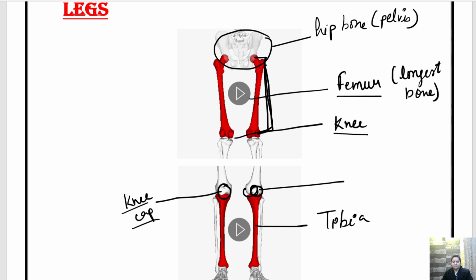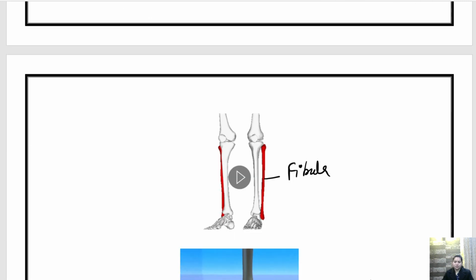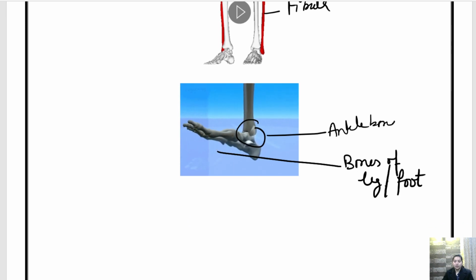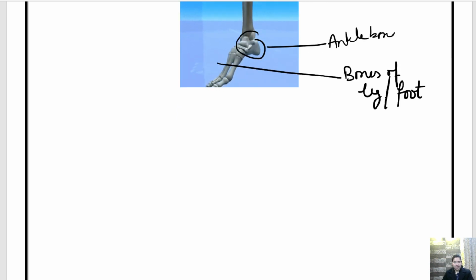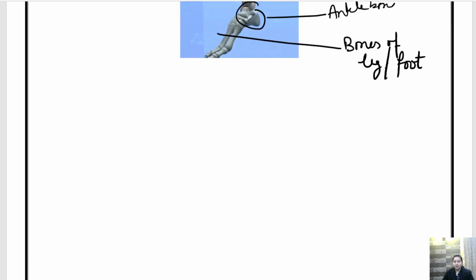And then we have femur, knee, kneecap, and all these bones are present in the body. Okay. So I hope children it is clear to you. Now let's come to the joints. What is joint?